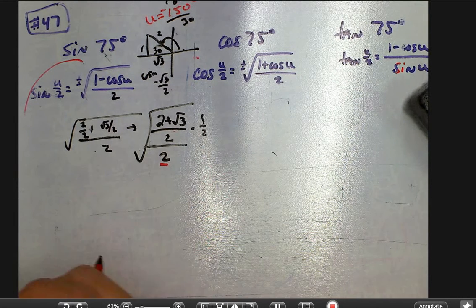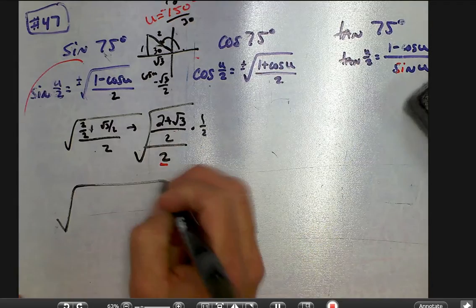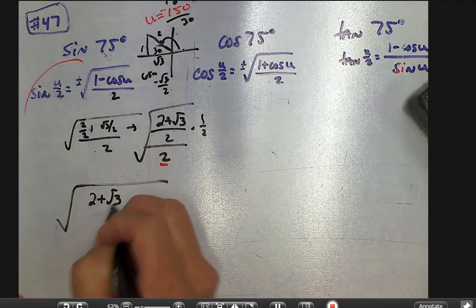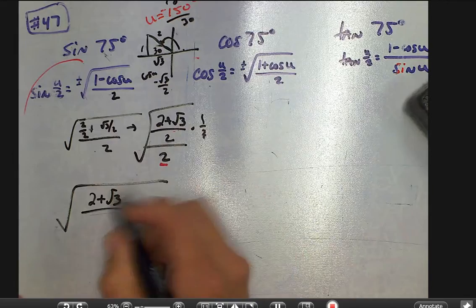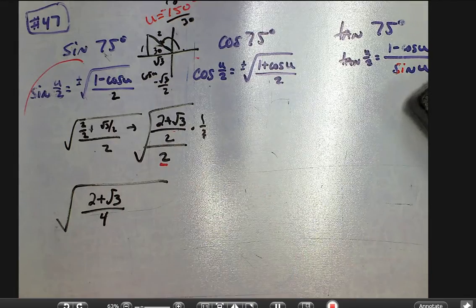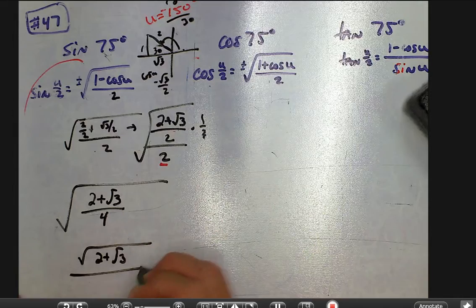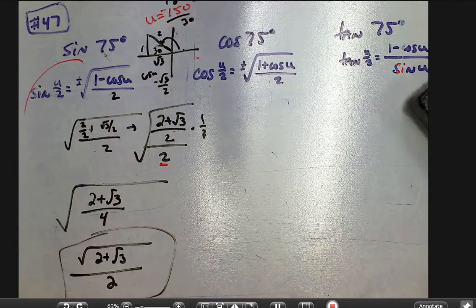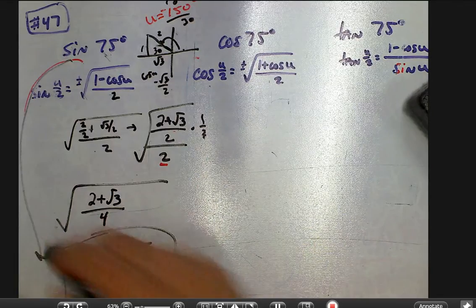And so that's going to give me the square root of 2 plus square root 3 all over 2 times 2 is 4. Then when I square root the top, I just have square root 2 plus square root 3. When I square root 4 on the bottom, I have 2. And there's the answer to the sine of 75 degrees, excuse me, number 47.